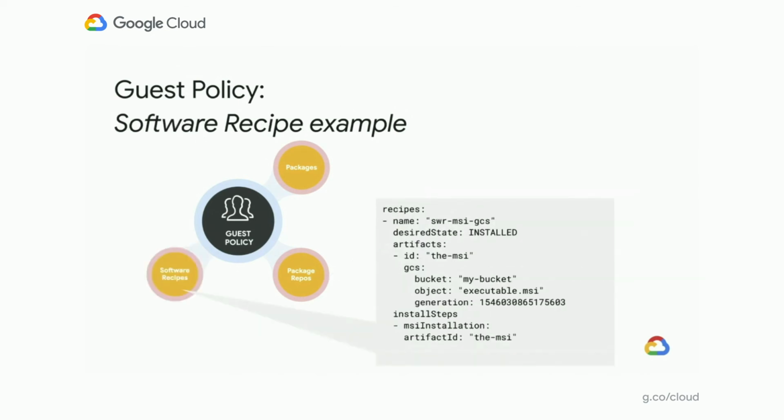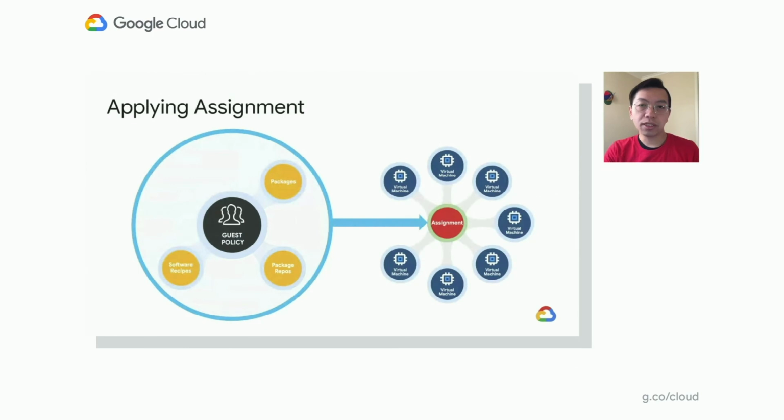Software recipe gives you a little bit more flexibility in defining a set of instructions to install software. The instructions could be like downloading a file, decompressing a zip file, or running custom commands or scripts to configure your software. And after you create all these guest policies, you can assign them to your fleets of virtual machines based on some attributes like the labels of the virtual machines.